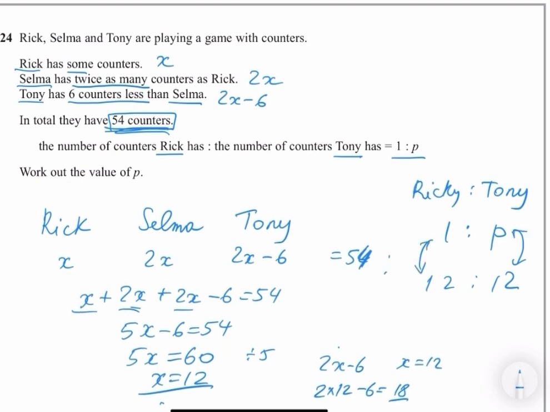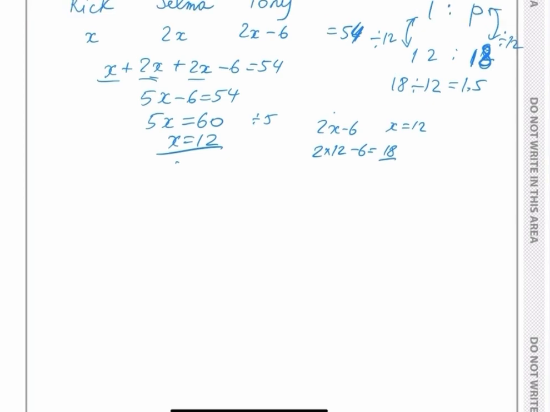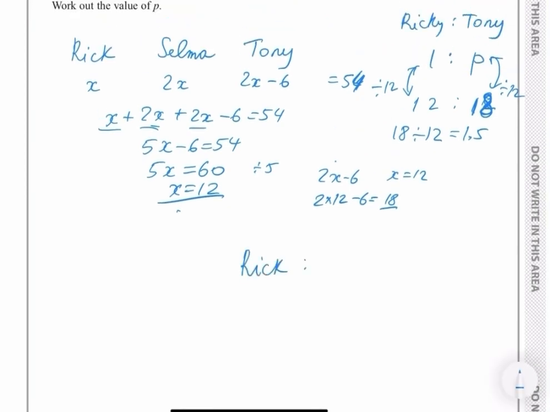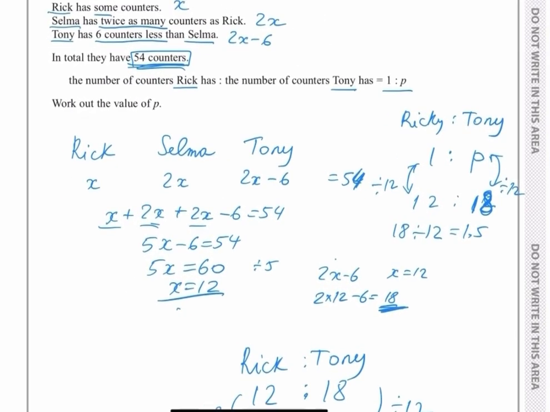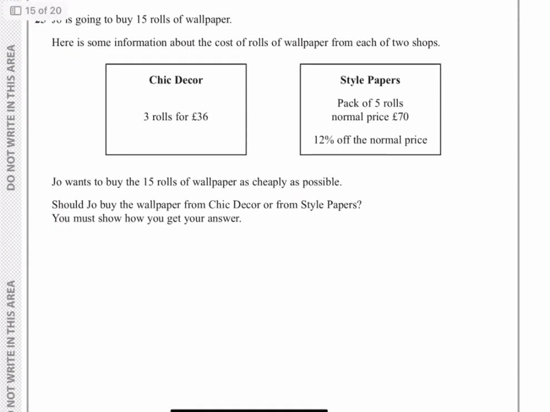Okay, one more thing to do. We need to show the ratio of Rick and Tony as 1 to p. You know, like we do 1 to n here, just instead of n, we're using p. So let's just write that again. Rick to Tony is 12 to 18, but we need to have the first number as 1, so divide both sides by 12, and you get 1 to 1.5. Done.